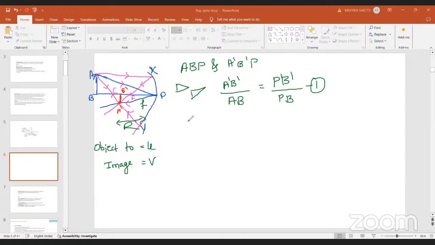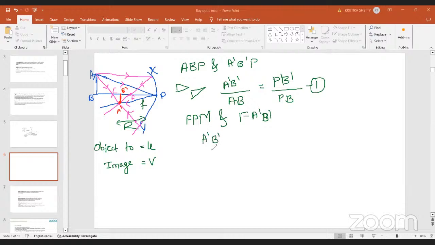Again, similar triangles FPM and FA'B'. You can see one more similar triangle, FPM and FA'B'. These are the two similar triangles we are considering again. From this, we are writing according to the properties.